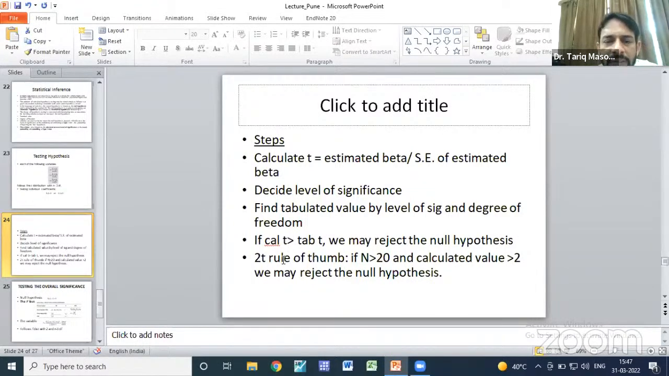Okay. Now there is one rule of thumb. If your number of observations are more than 20, as in most of the cases, and the calculated t value of any particular coefficient is more than 2, in most of the cases we may reject the null hypothesis. There is no need to look at any table. There is no need to decide about the level of significance. Okay, just look at the t value. If it is more than 2, you can reject the null hypothesis. Okay.